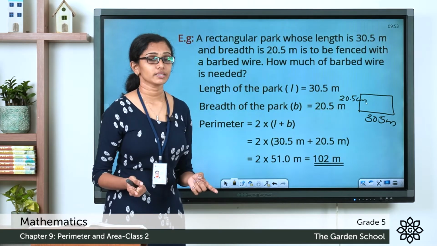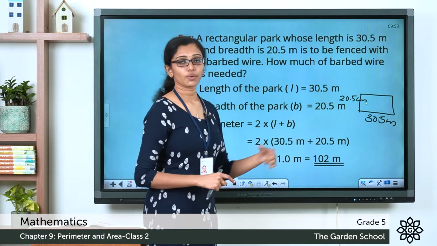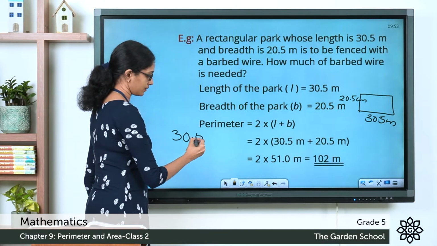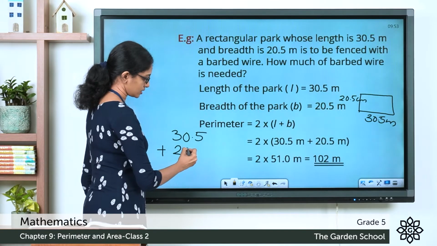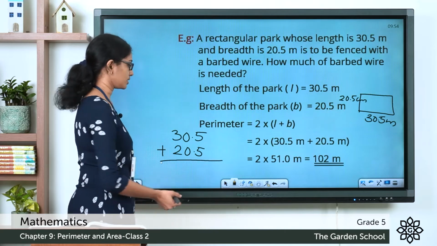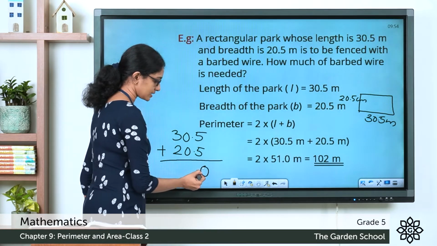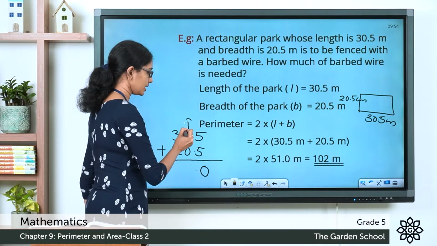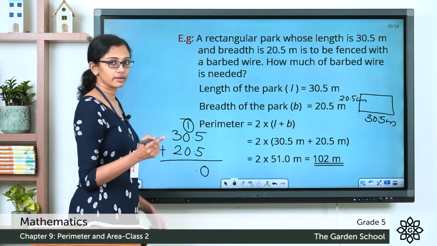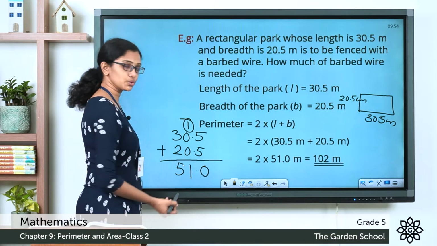Do what is given within the brackets first. So, calculate 30.5 plus 20.5. How do we do that? 30.5 plus 20.5. Addition of decimal numbers. So, here you have 5 plus 5, 10. You write the 0 here, put the decimal point here, carry over 1 to the next place. So, here it is 0 plus 0 plus 1, which is 1. Then here it is 3 plus 2, which is equal to 5.